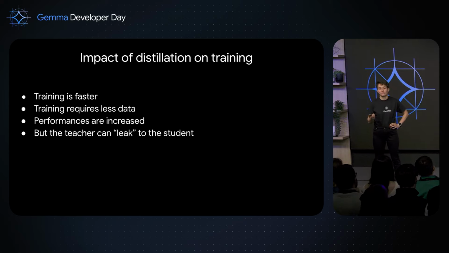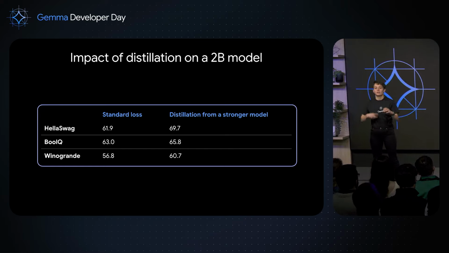And so, some examples. Here are some impacts. We took a 2 billion parameters model and trained it with and without distillation on several evaluation tasks that you can see here: reasoning, code, and common sense. And in each case, you get an improvement of performance.